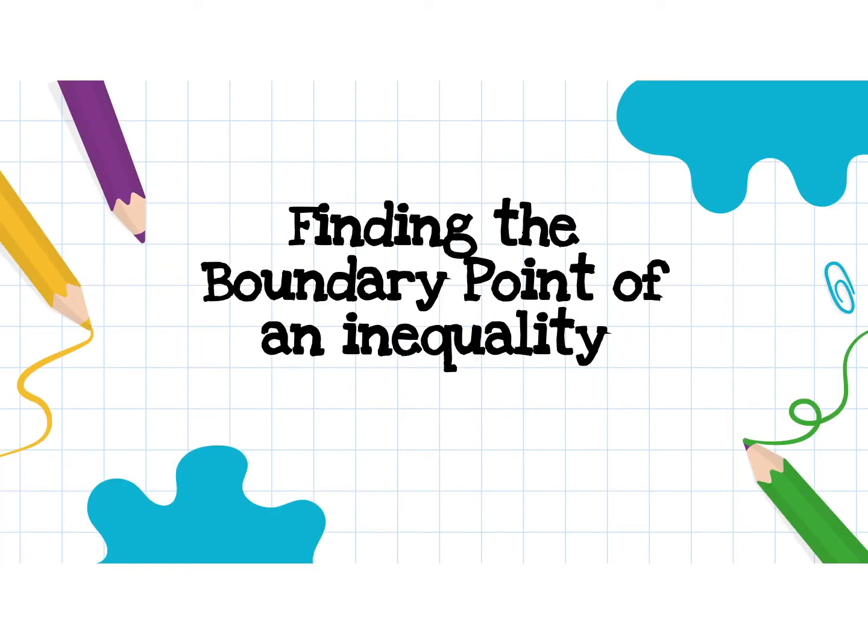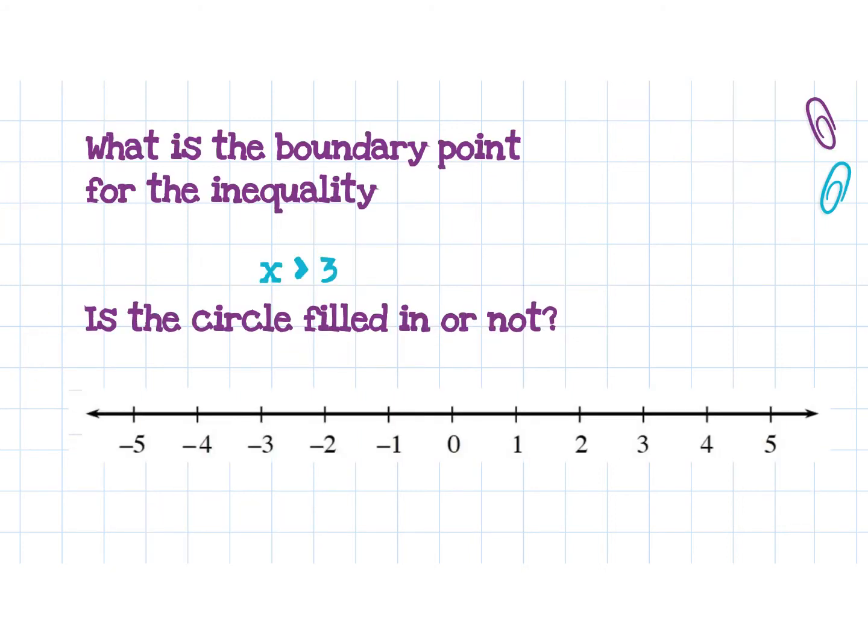Finding the boundary point of an inequality. The question is, what is the boundary point for the inequality that reads x is greater than 3? Well, the first thing we want to ask ourselves is, is the circle filled in or not? Why don't you pause this for a second and answer that question? Now that you're back, hopefully you said the circle is not filled in because there is no equals to right here. It's just greater than. So that means we're going to have an open circle. So let's draw that. The 3 is our boundary point. So we're going to go to the 3, and above the 3, we're going to draw a circle, and it's going to not be filled in.